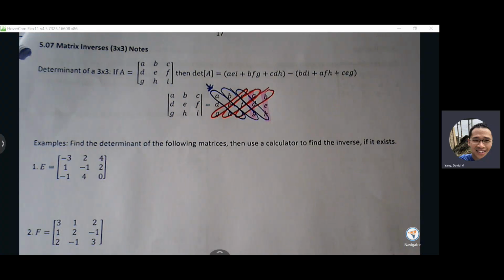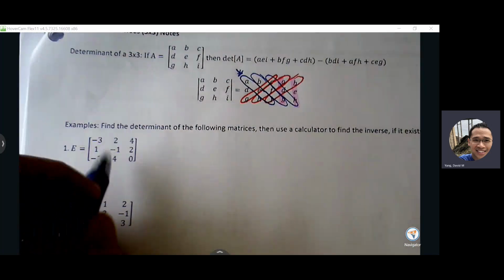And the determinant, again, is a component of your inverse. So with a 3x3 matrix, we only have to learn how to do the determinant by hand. We don't have to do the inverse by hand for 3x3. So right now we're just practicing how to find the determinant. All right, so let's go ahead and try number 1.